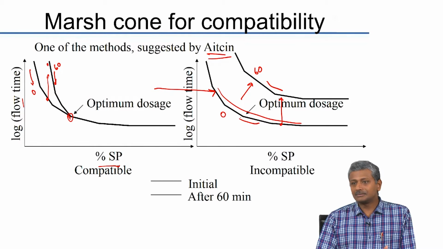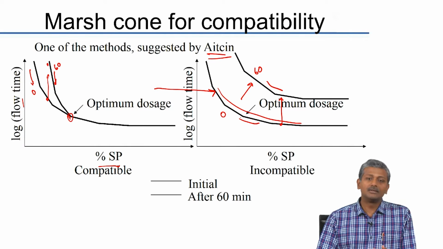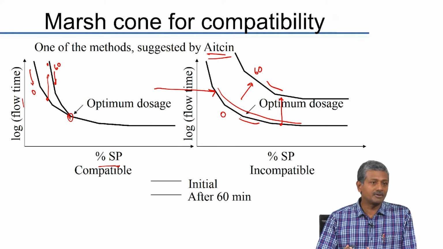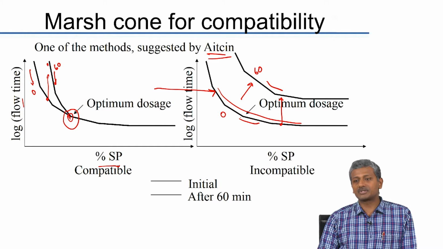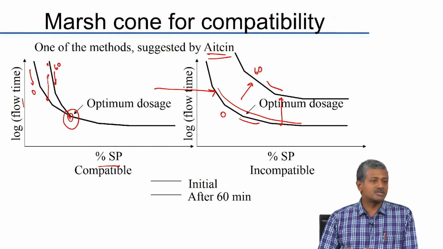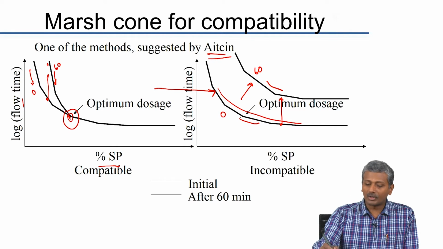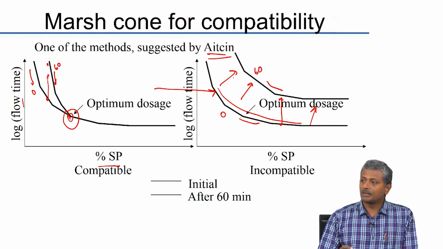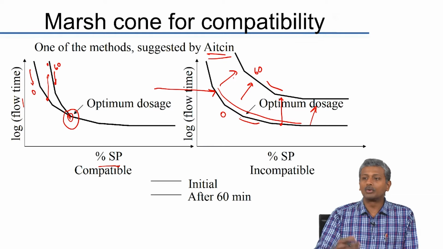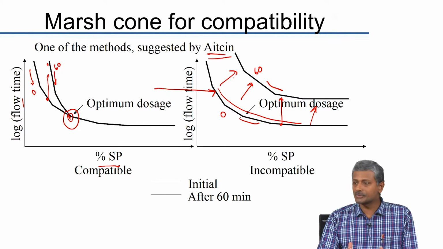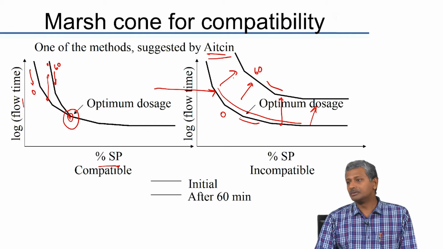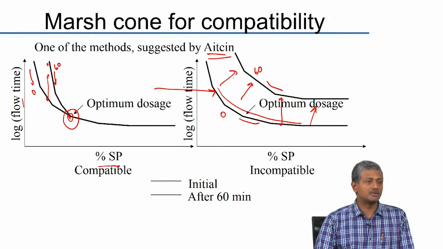Now what Aitcin and his colleagues at Sherbrooke University have come up with is that for a compatible combination, the flow curves at time t equal to 0, that means right after mixing the cement and water, and at time t equal to 60 minutes, that means 60 minutes after mixing, coincide. Okay. So for a compatible combination, the flow curves at 0 and 60 minutes coincide after the optimum dosage. On the other hand, for an incompatible combination, the entire curve shifts upwards. Obviously that means that for any superplasticizer dosage, the flow time increases the further you go beyond the point of mixing. In other words, of course the slump is getting reduced, but even when the dosage is higher than the optimum dosage, you still have an increase in the flow time. That indicates a poor compatibility between the cement and superplasticizer.